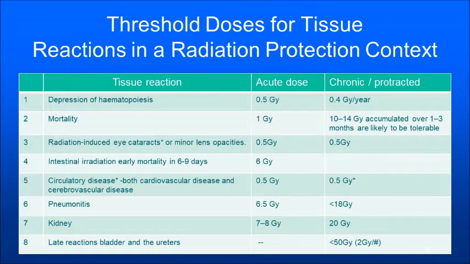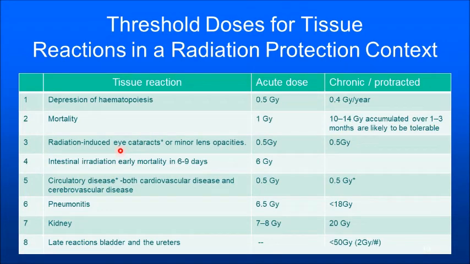ICRP has provided threshold doses for tissue reaction in a radiation protection context. For various tissue reactions, it is given the threshold dose both for acute irradiation as well as for chronic or protracted irradiation. We will look at some of them. For example, for depression of hematopoiesis, the threshold dose is 0.5 gray for acute dose and 0.4 gray for chronic or protracted. For mortality, the acute dose threshold is 1 gray. For chronic or protracted radiation, 10 to 14 gray accumulated over 1 to 3 months is likely to be tolerated.